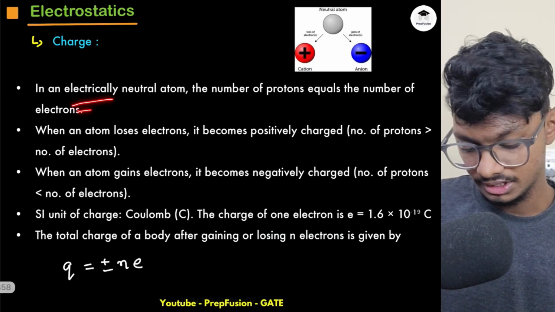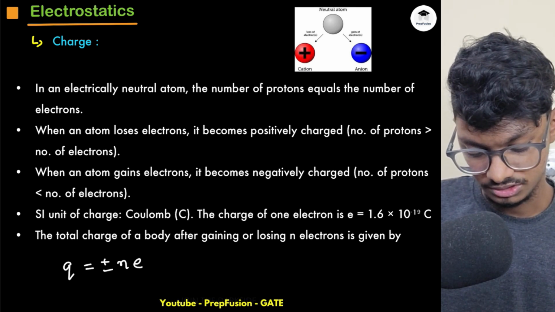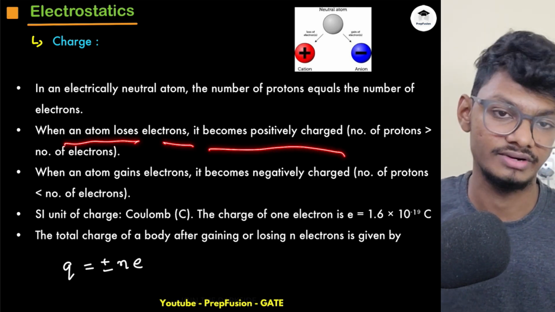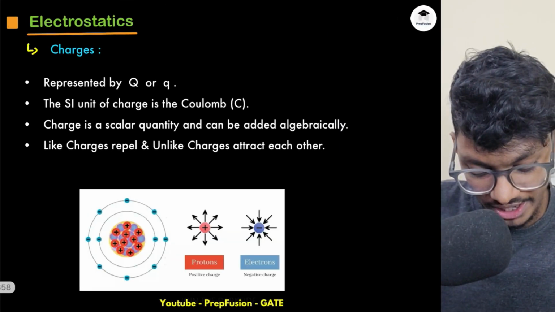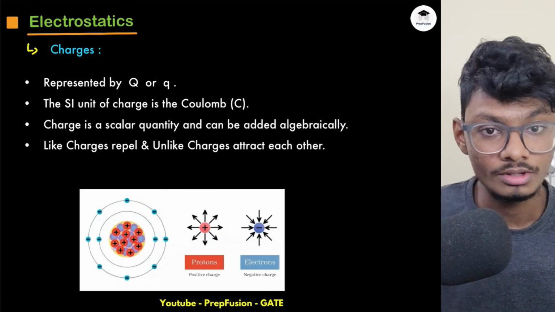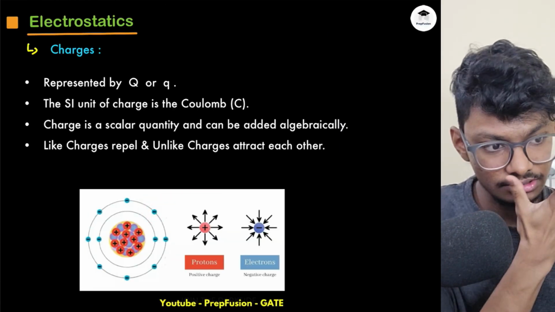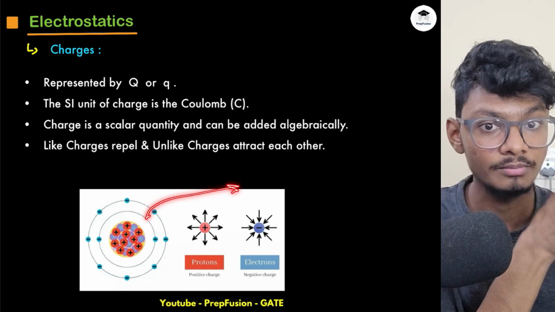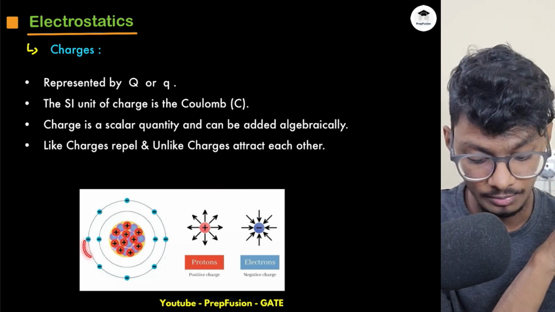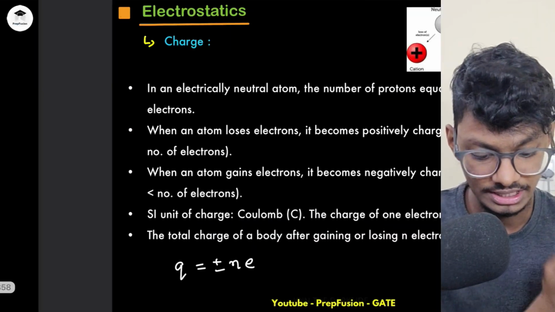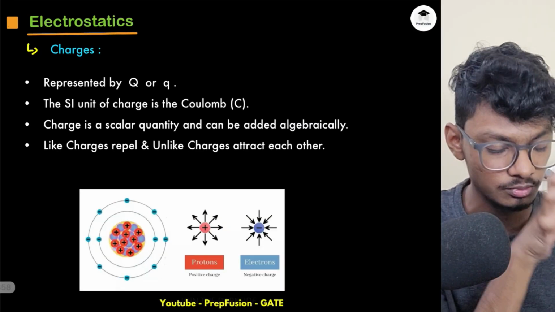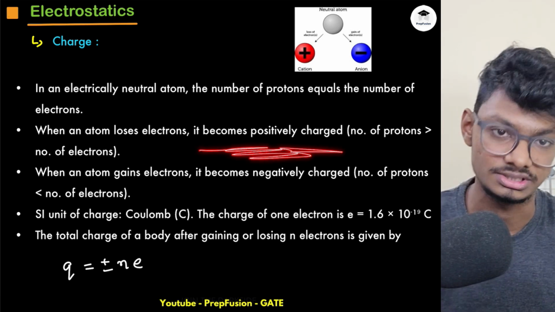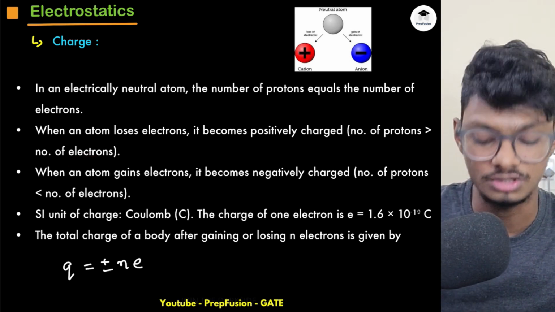This I already told. In an electrically neutral atom, the number of protons and electrons are the same. Now when an atom loses electrons, it becomes positively charged. Why? Because if an atom is losing an electron, then previously the number of protons and electrons were the same, but the electron has gone, so the number of negative charges has reduced, so my atom is more positively charged. It has more positive charges, protons, than electrons, so my atom will become positively charged, and vice versa.